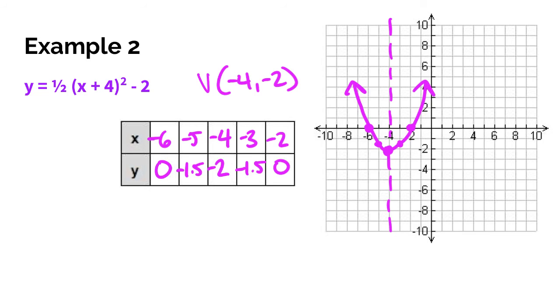All right, so again, this was graphing quadratic functions in vertex form. Hopefully you found this a little bit easier than graphing it in standard form.